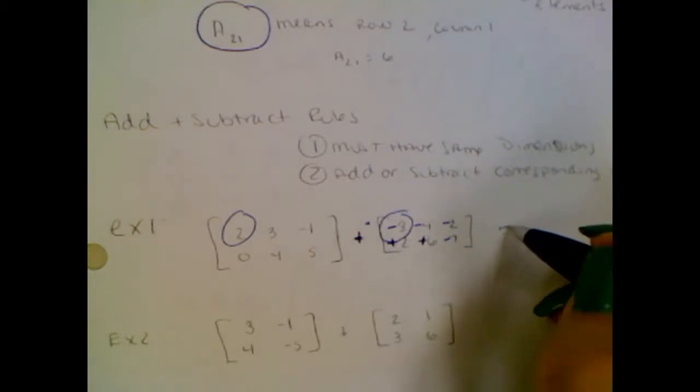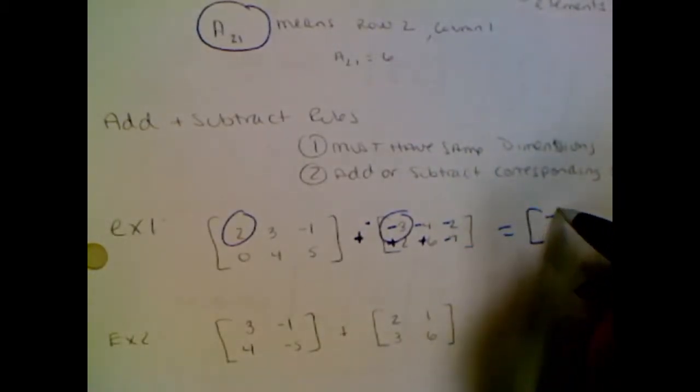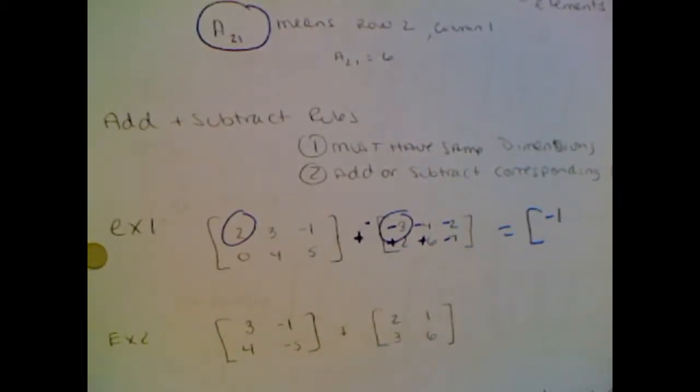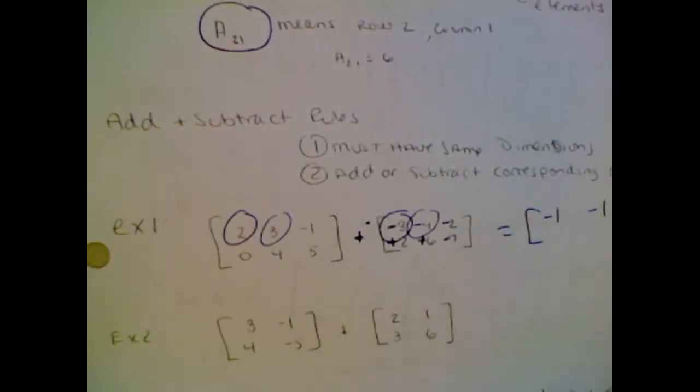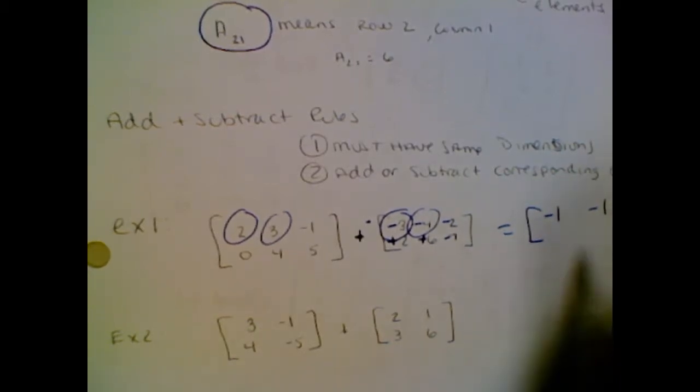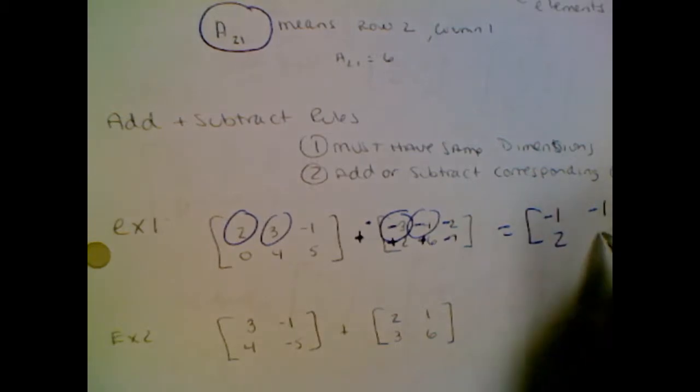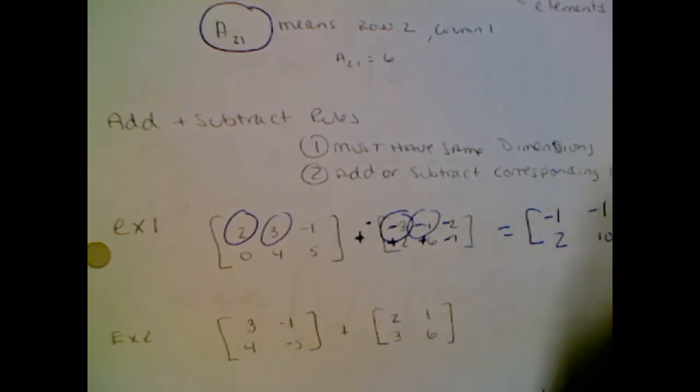So what is 2 plus negative 3? And that is element 1, 1. And then you keep adding. So the next ones you would add is 3 and negative 4, which is also negative 1. Then you'd add negative 1 and negative 2, which is negative 3, 2, 10, negative 2. What do you guys think?